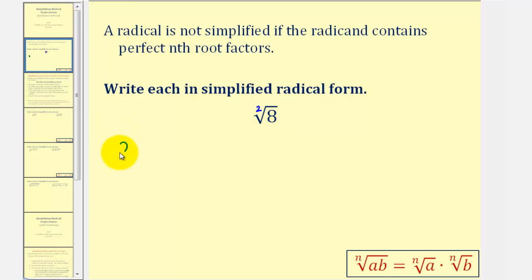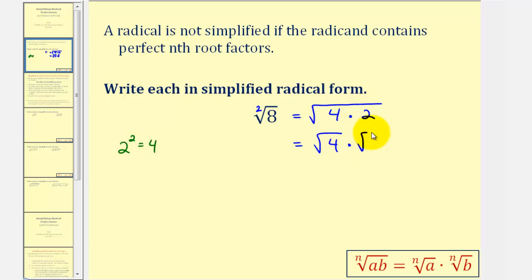And since 2 squared equals 4, 4 is a perfect square, and since 4 is a factor of 8, this will simplify. So we can write this as the square root of 4 times 2. And if we want, we can use this property here to write this as the product of two square roots. The square root of 8 is equal to the square root of 4 times the square root of 2. And the square root of 4 simplifies perfectly, since 2 times 2 equals 4. The square root of 8 simplifies to 2 square root 2.